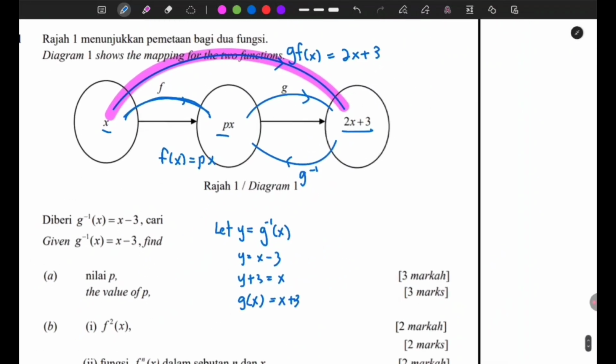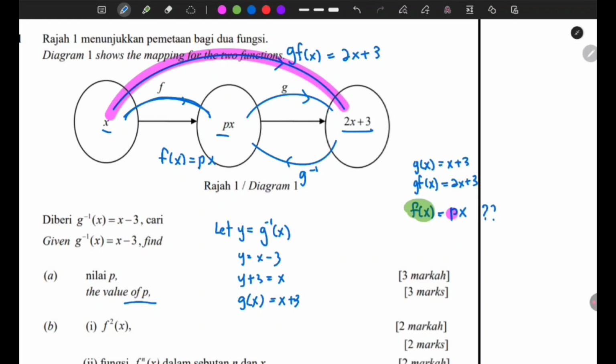So you got two pieces of information. One is your g(x) = x + 3, and you got your g(f(x)) = 2x + 3. You got your f(x), but in terms of unknowns, you don't know what that is. So you need to find that f(x). Find the value of p. The p is actually inside the f(x), so you need to find the f(x) first, then you find the p. So let's find the f(x).